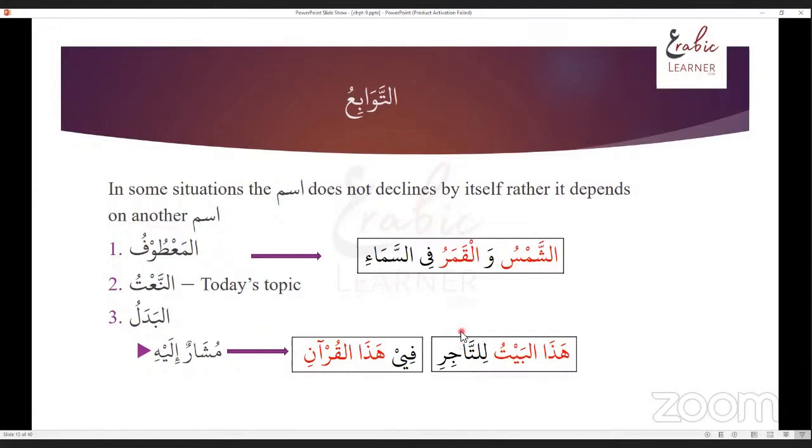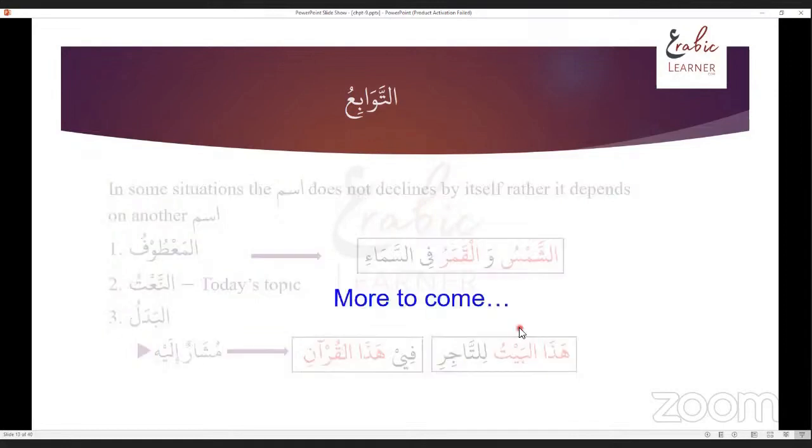So till now, you have learned three kinds of Tawabi', but more are going to be coming. Inshallah, you'll be learning more. Actually, there are four categories of Tawabi', and within Badal, there are a few more categories. As you progress through the course, you will be learning more.